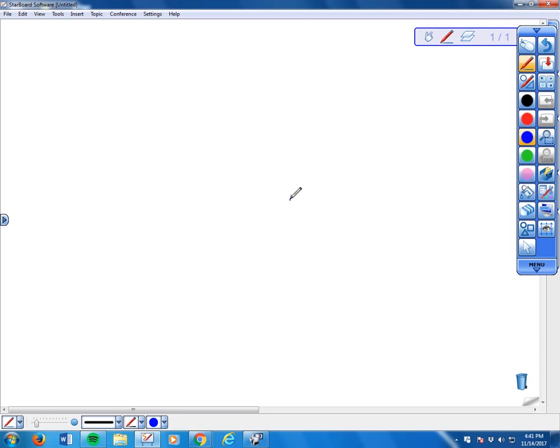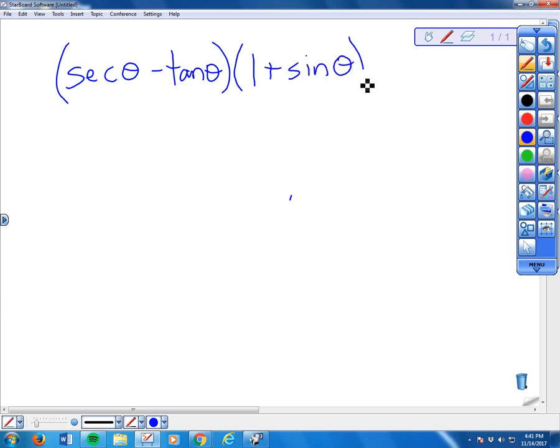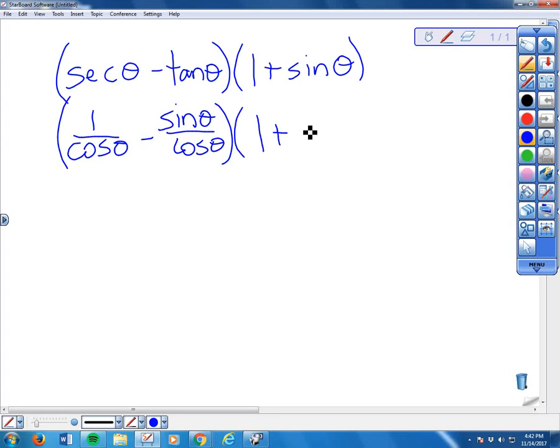First one is simplify secant theta minus tangent theta times 1 plus sine theta. To do these problems, I think it's usually easiest to get everything in terms of sine and cosine. So this is 1 over cosine theta minus sine over cosine times 1 plus sine theta. Then I can just simplify these fractions.